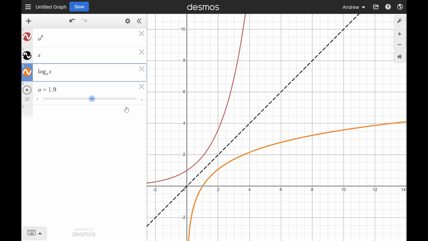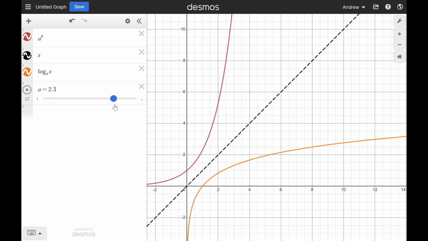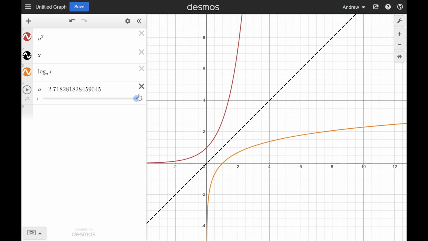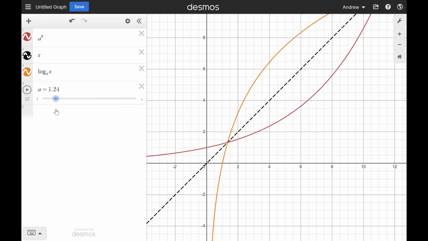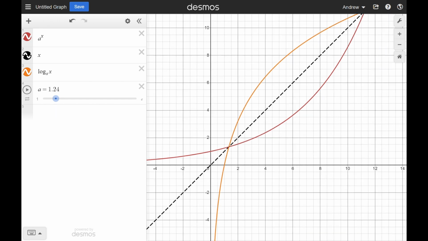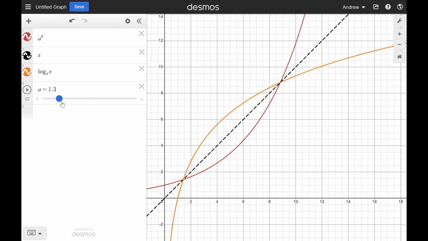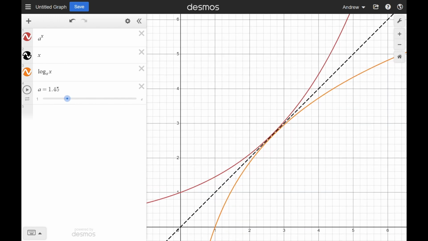Because you'll see if we keep increasing a until you get to the natural log and the actual exponential, they don't intersect at all. But if we decrease it down to, say, 1.24, it has 2 points of intersection. So the question is, at what point in between do they have exactly 1 point of intersection? And you can see here that it's about 1.44-ish.